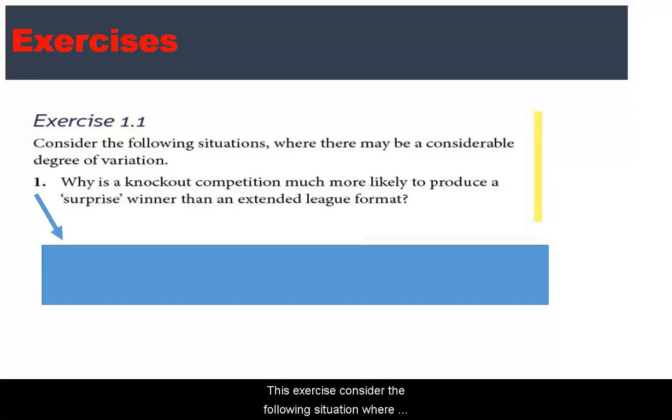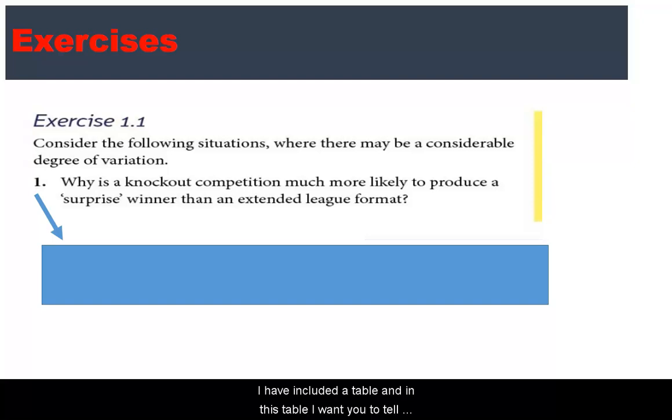This is an exercise. Consider the following situation where there may be a considerable degree of variation. Why is a knockout competition much more likely to produce a surprise winner than an extended league format? Why?